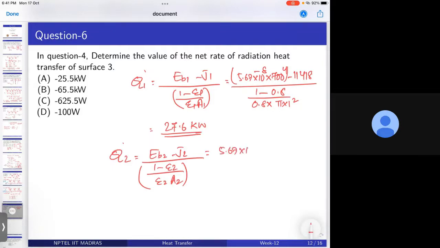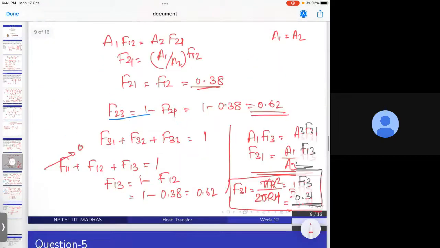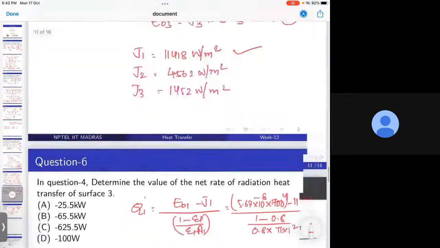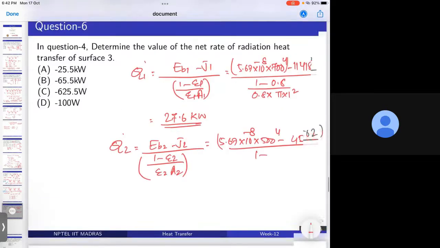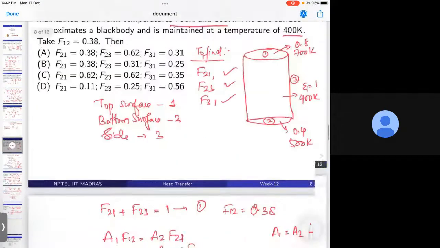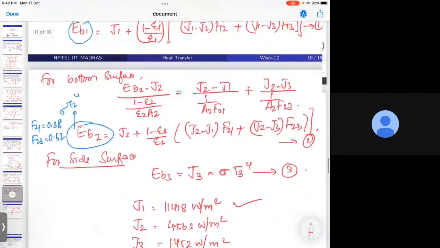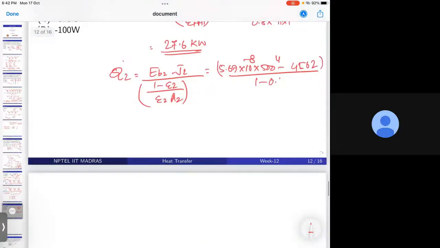5.67 into 10 raised to minus 8 into the second surface temperature of 500 Kelvin, 500 raised to 4, minus J2, which is 4562, whole divided by (1 minus epsilon 2), where epsilon 2 is 0.4, divided by 0.4 into pi r square, 1 square. So this you will get as minus 2.13 kilowatts.